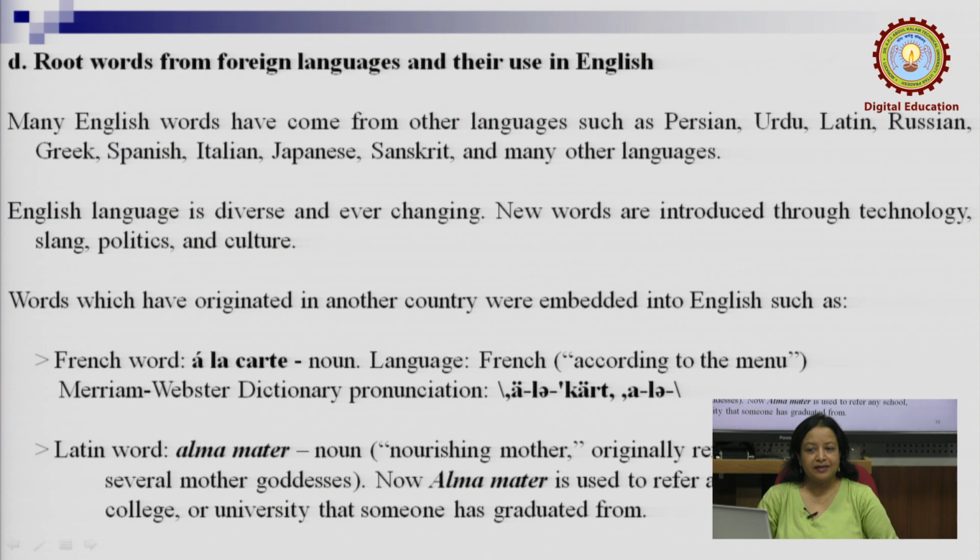The fourth one is root words from foreign languages and their use in English. As language travels, it gets influenced by the presence of other languages. Thus, many English words have come from other languages such as Persian, Urdu, Latin, Russian, Greek and so on. English is diverse and ever changing.